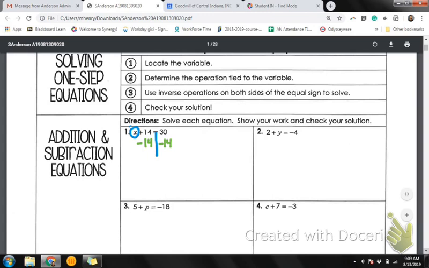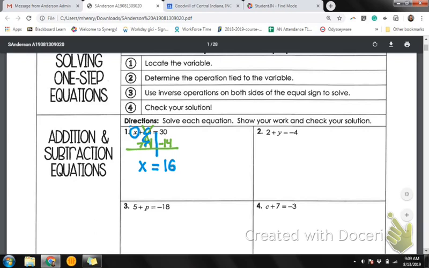Then I want you to draw your line like this. We cancel 14. What's positive 14 and negative 14 equal? 0, right? So this cancels out, so we can cross that out. The 14s we can cancel out. What's still over there on the left side? On the left side, our x is still there, right? That 14 is gone, and so I have my equal sign that I bring down. And then on the right side, 30 minus 14 is 16.